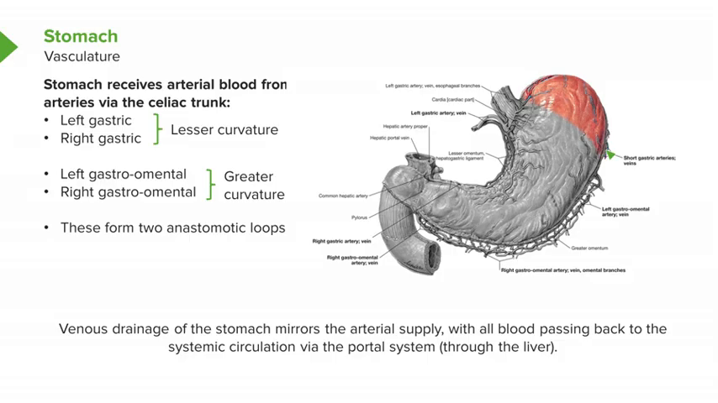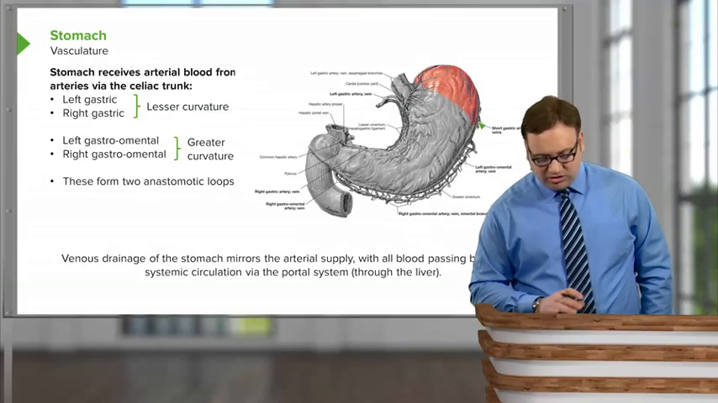The venous drainage mirrors the arterial supply. So if you're happy with the arterial supply, then just convert the word artery to vein, and you have gastric veins and you have gastroomental veins. These pass back to the liver via what's known as the portal system. And again, we'll cover that in more detail. So this is the vasculature of the stomach.